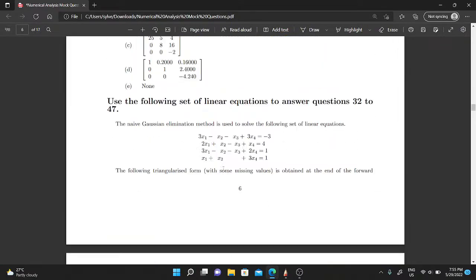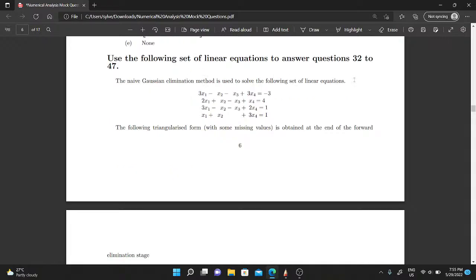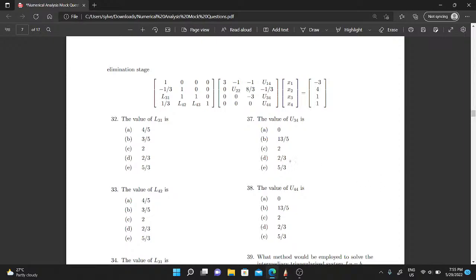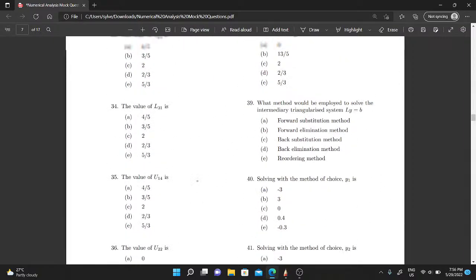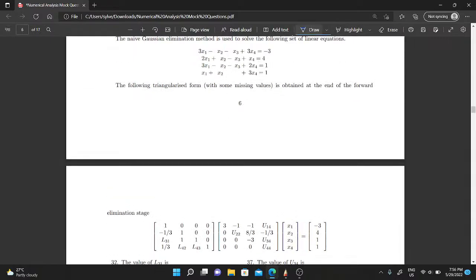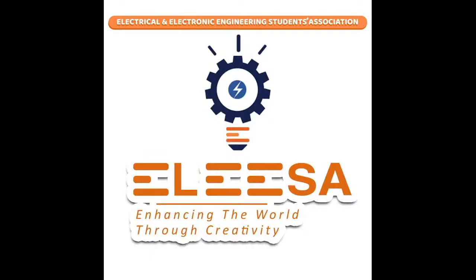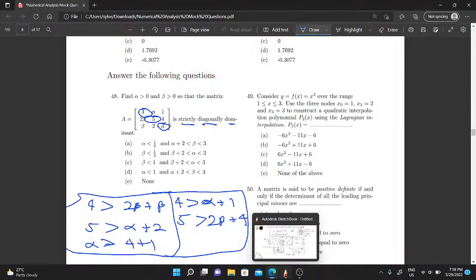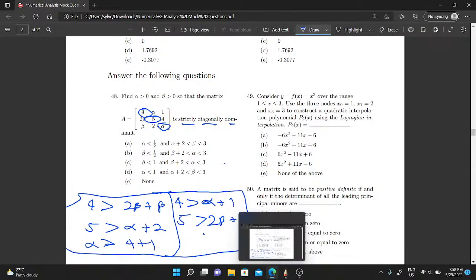So the naive Gaussian elimination method is used to solve this same way. So this one, just turn this equation into, you first of all write it in your matrix form, AX equal to... okay, sure. So back. Right, so let's continue.